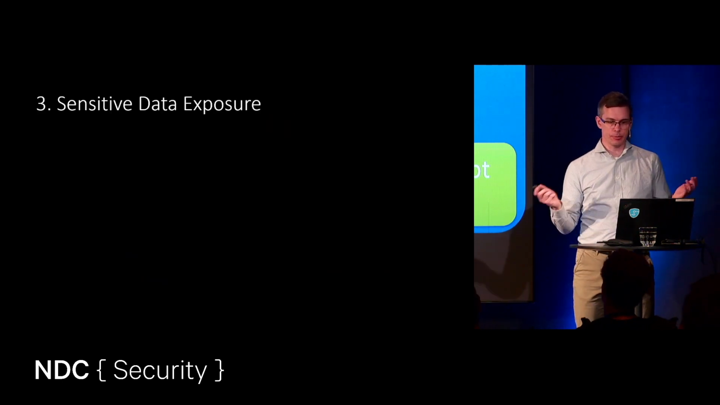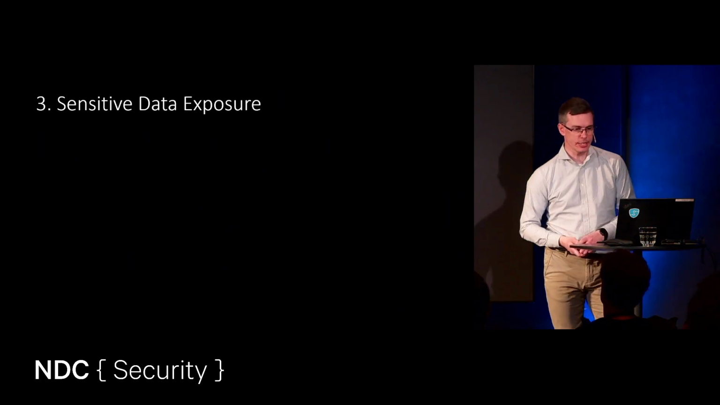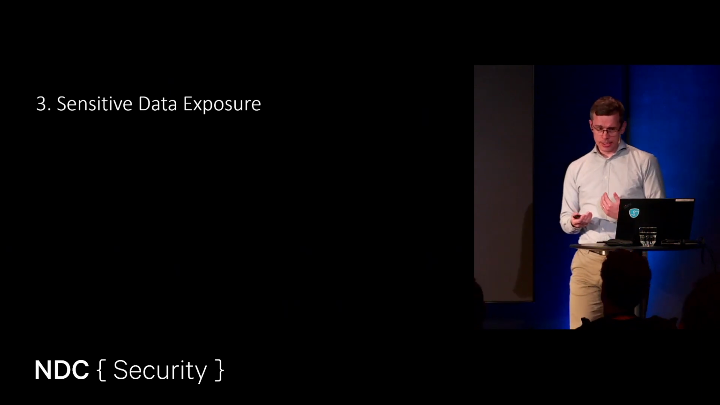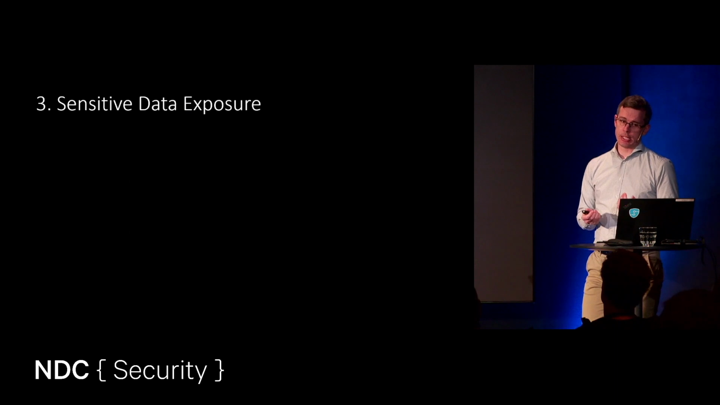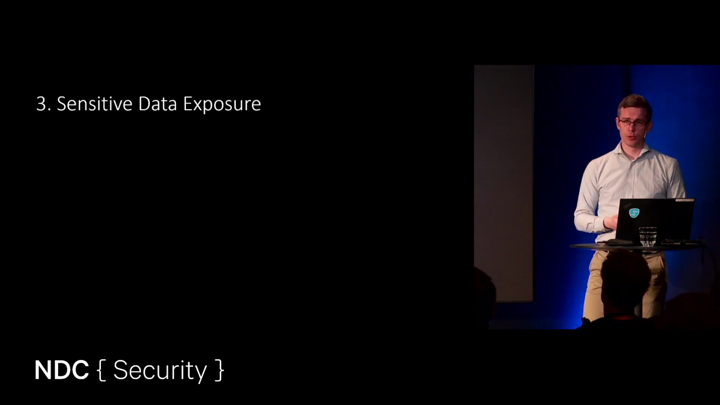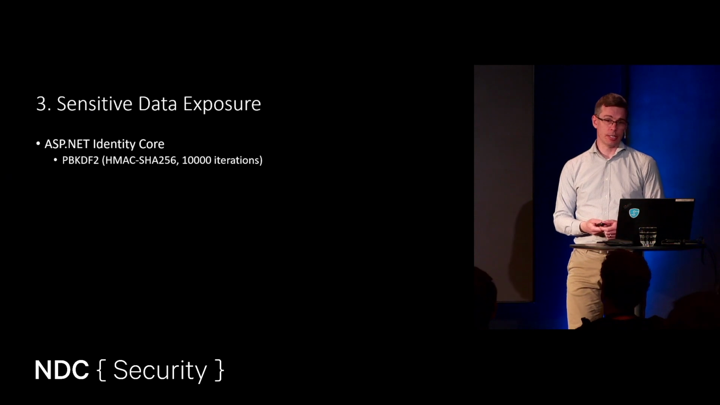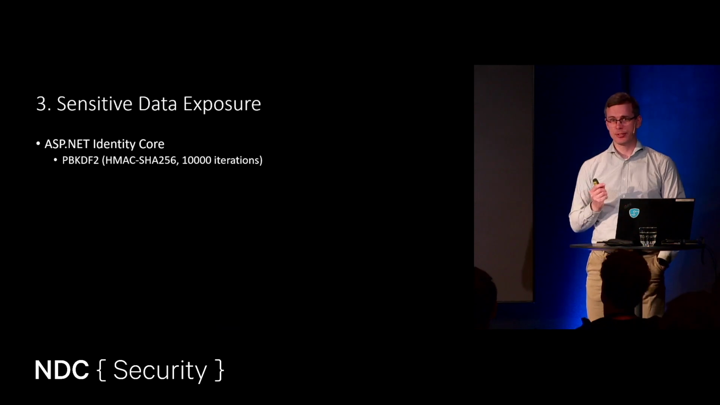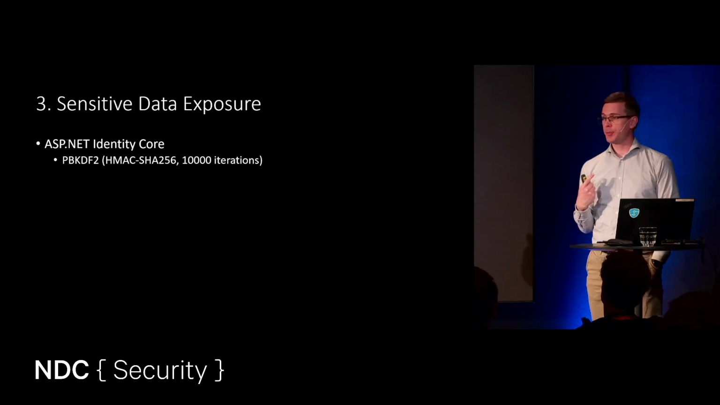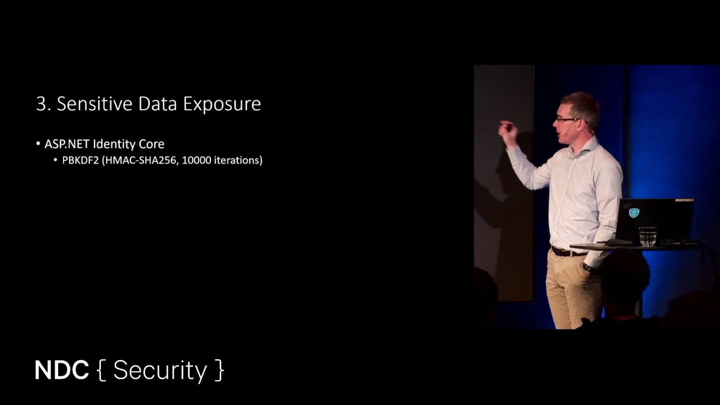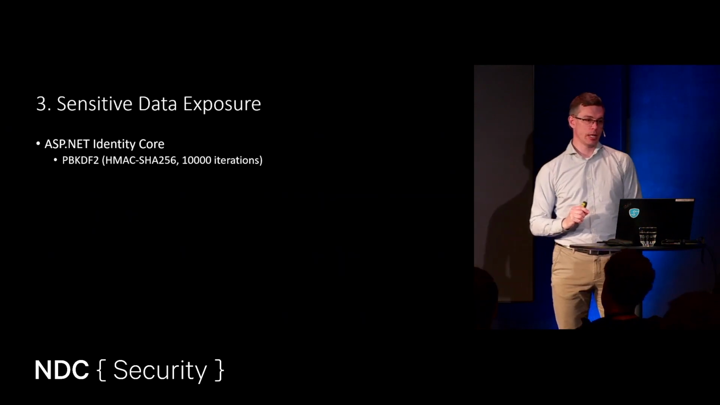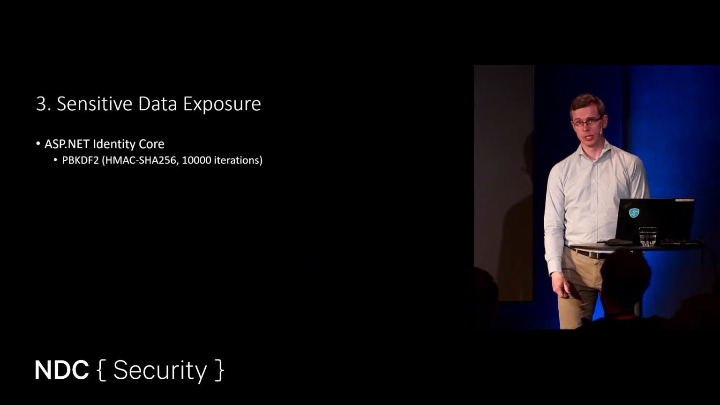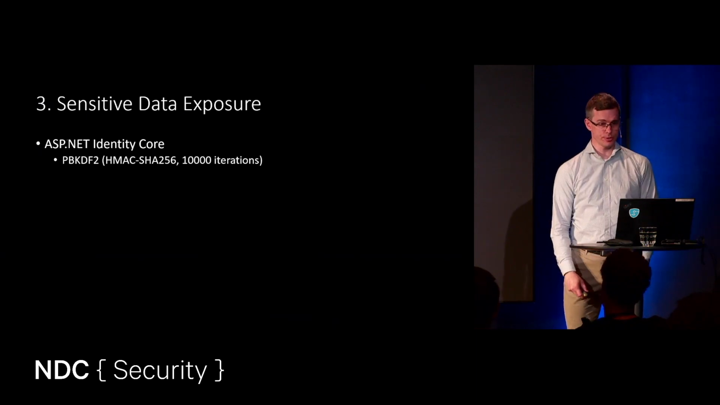Okay, let's move on to number 3 on the OWASP top 10 list, sensitive data exposure. This is really about how data is stored, and there are a couple of mechanisms in ASP.NET Core to mitigate this. One is in ASP.NET Identity Core. We mentioned that storing the passwords in plain text, as my silly login method did, was wrong. ASP.NET Identity Core uses the NIST-approved PBKDF2 algorithm, HMAC SHA-256 with 10,000 iterations as default. It's configurable if you want to have more iterations.